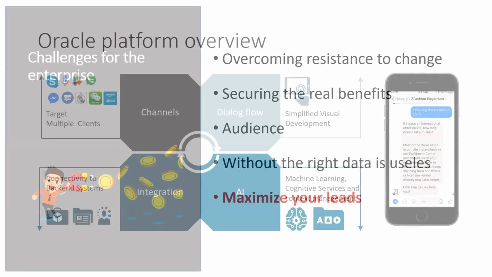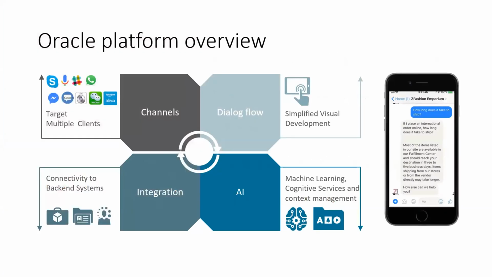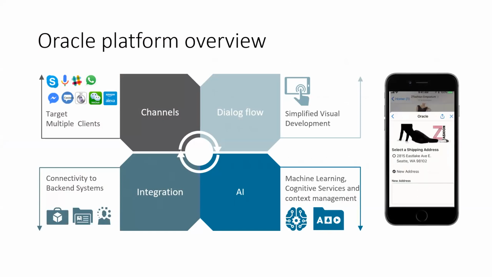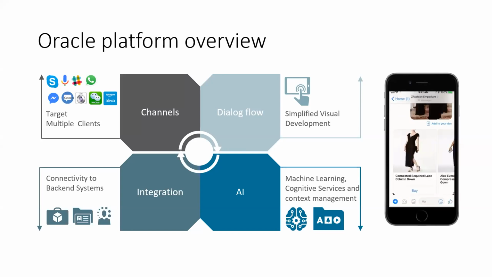Okay. About the platform, I really like this diagram because it displays in 4 blocks the main areas of the Oracle platform. First of all, you need the channels, because you need to address all the information from the chatbot to different channels. But the platform by default includes all these integrations, so you don't have to build anything. You only have to connect to them.